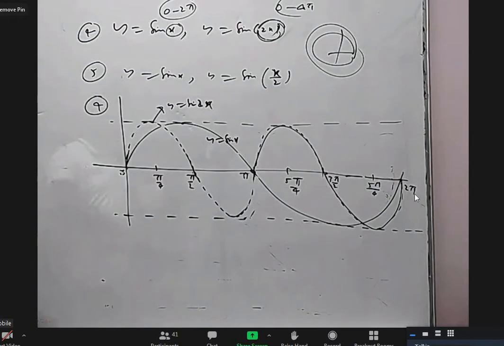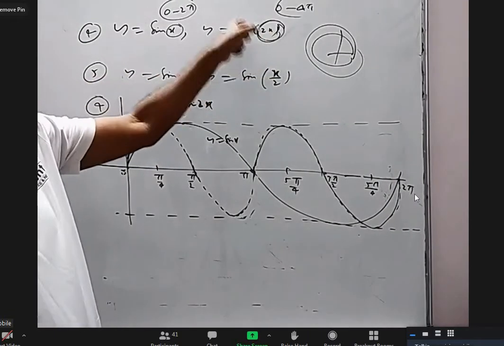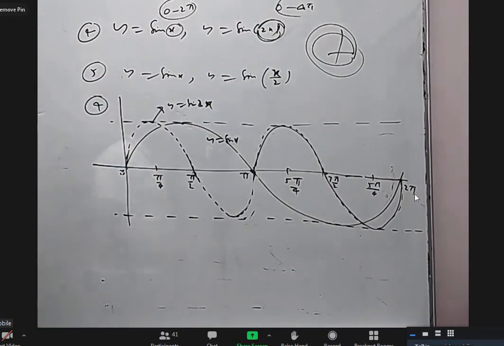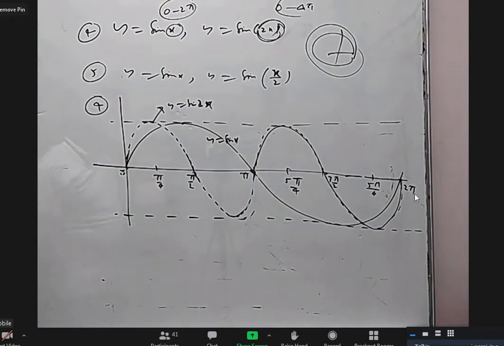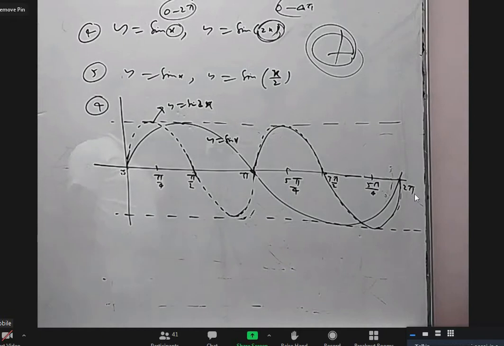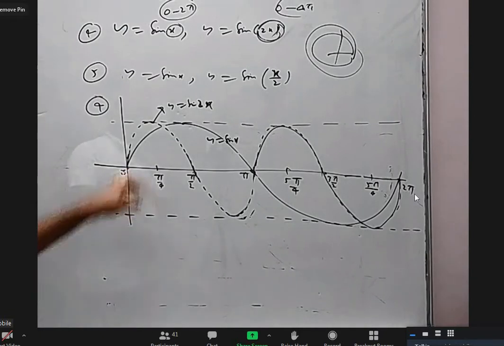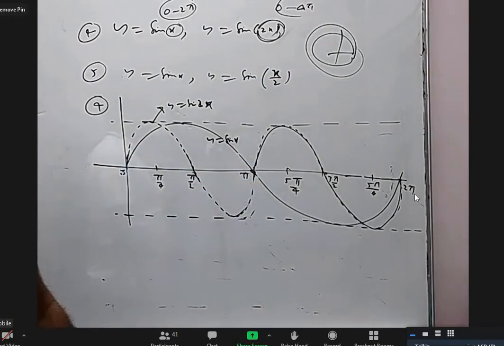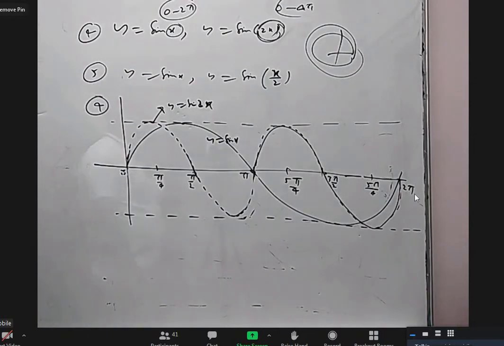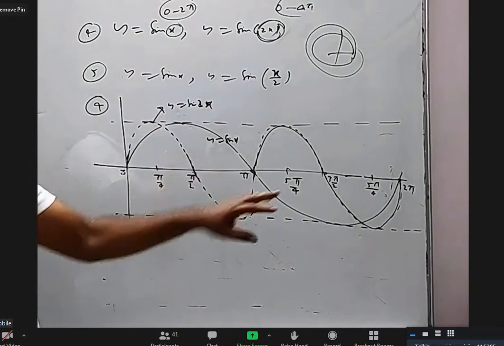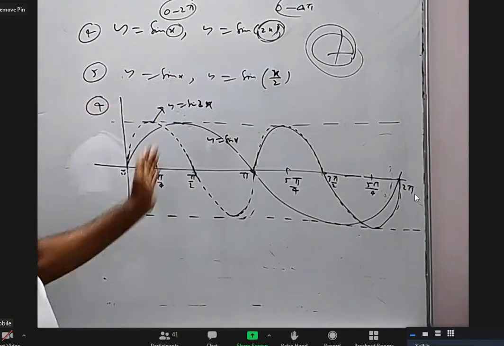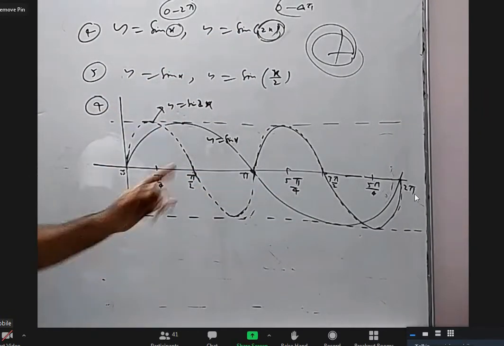Let us say instead of sine 2x, I would have given sine 5x. What would have happened? Instead of two waves, 5 waves will come. When x is between 0 to 2 pi, 5x will cover 0 to 10 pi, 5 rotations.